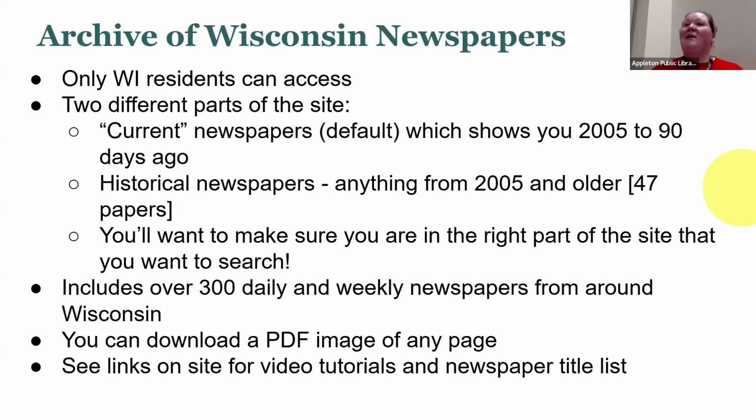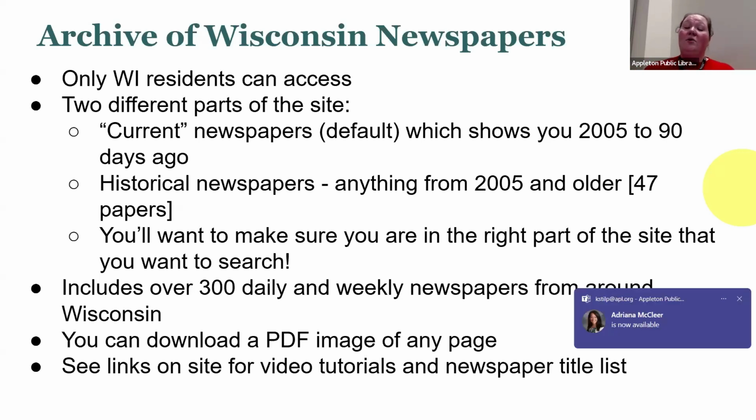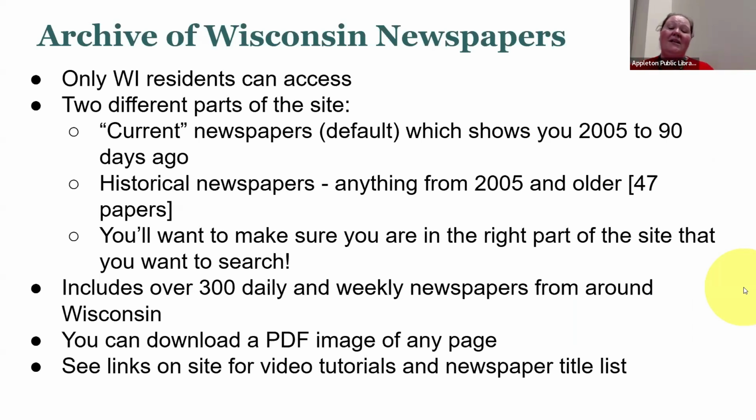So if you know it's something before 2005, you need to make sure it says that historical newspapers part. And I'll show you in a second what that looks like. But this site does include over 300 daily and weekly newspapers from all around the state. And you can easily download a PDF image of any page of those newspapers that they have. They've also got some great video tutorials on their website that you can search for. And you can also see their newspaper title list as well.